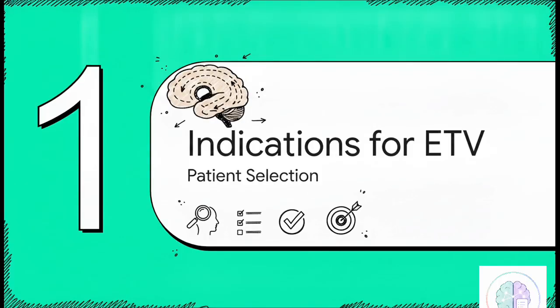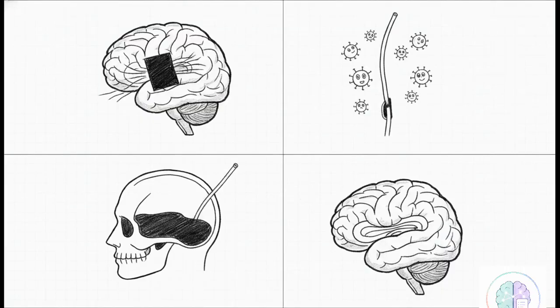Let's talk about patient selection. Knowing precisely when to deploy an ETV is absolutely the foundation of clinical success. It's primarily indicated for 4 very specific scenarios. First up is obstructive hydrocephalus. This is sort of the classic use case, right? It allows us to bypass a fluid blockage directly by creating a brand new pathway.